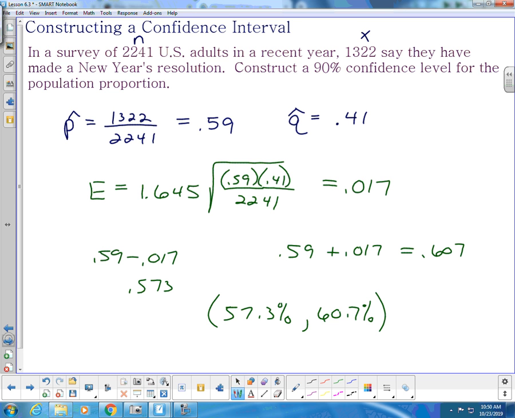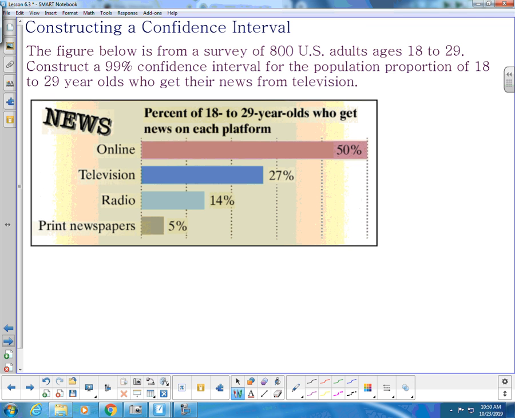All right. So the figure below is for a survey of 800 U.S. adults between 18 and 29. Construct a 99% confidence interval for the population proportion of 18 to 29-year-olds who get their news from the television. So what percent get their news from the television? 27%. So our P hat is 0.27.